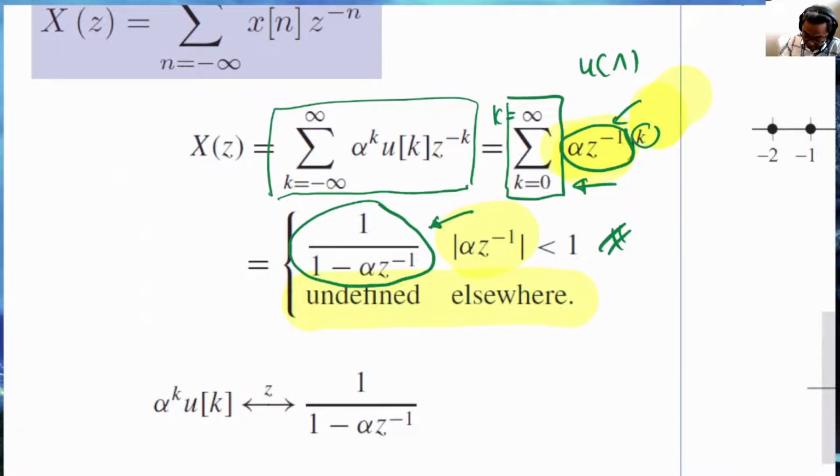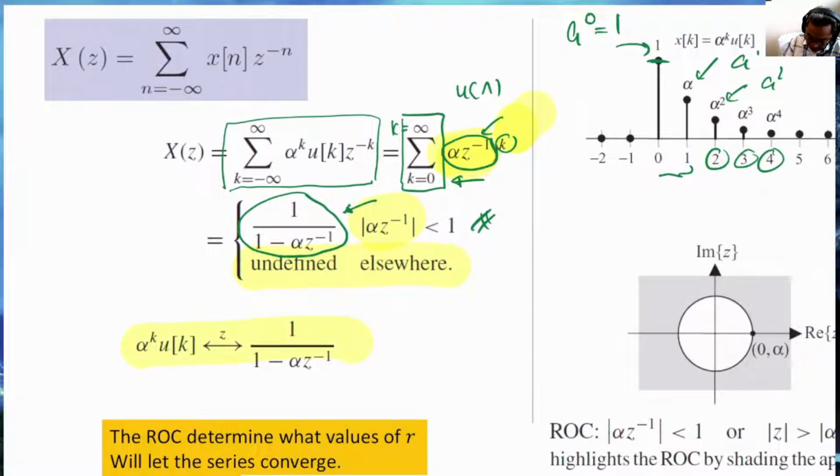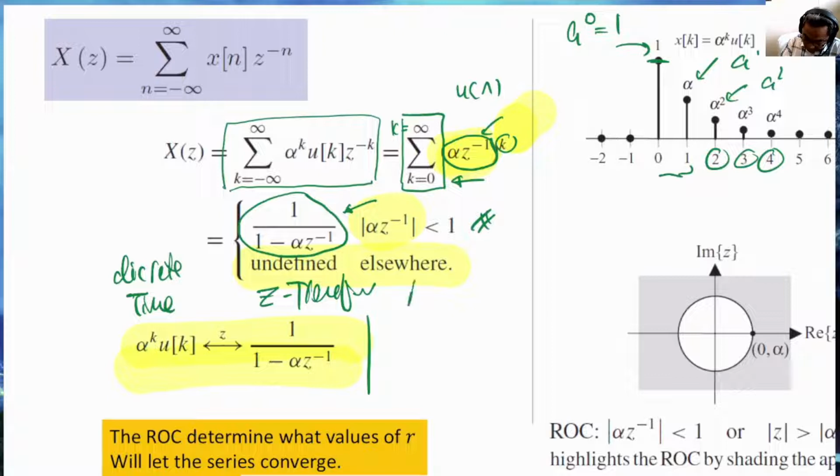greater than or equal to 1. Okay, now, in the table given to you, on the left is the time, or I should say the discrete time representation. And on the right here is the Z-Transform representation. And of course, we have to say that the ROC in this particular case is |αz^-1| less than 1. So you have 3 columns here: the time representation, the Z-Transform representation, as well as the region of convergence.